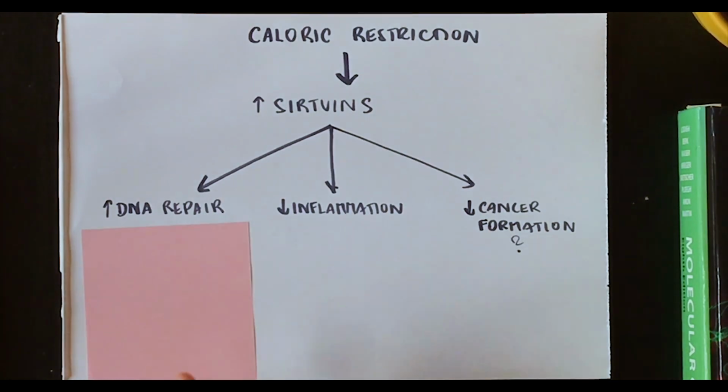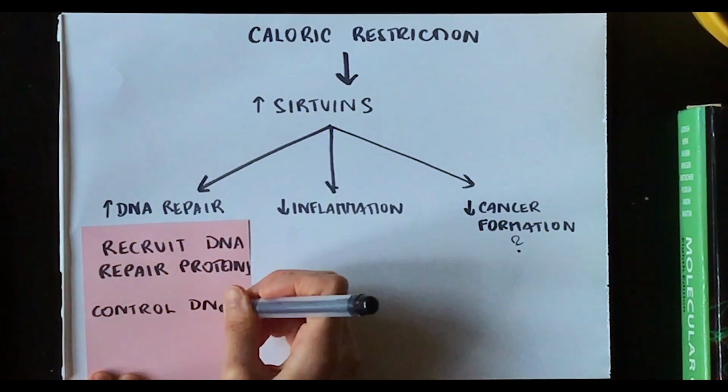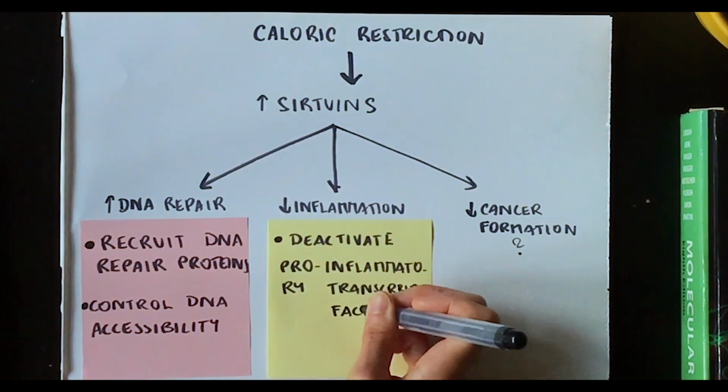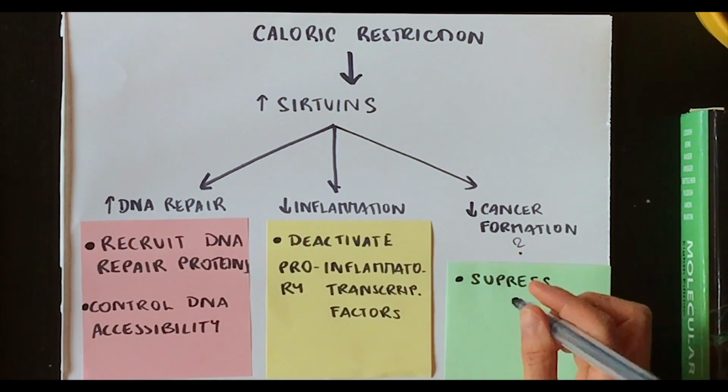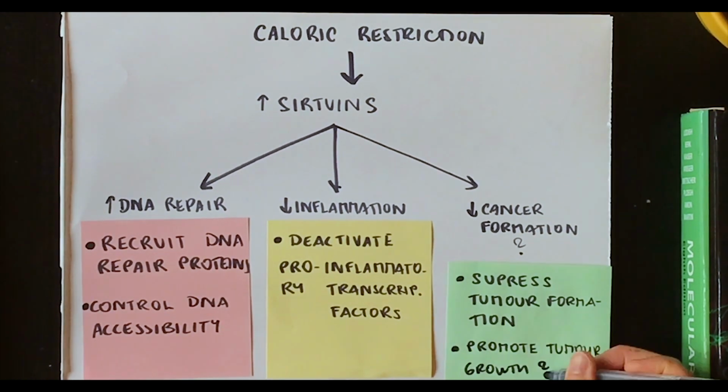Stress-induced sirtuins increase DNA repair by recruiting DNA repair proteins and by controlling chromatin accessibility. They also decrease inflammation by deactivating pro-inflammatory transcription factors, and they decrease tumorigenesis by acting to suppress cancer formation. However, in one study, sirtuins have been found to be hijacked by cancer itself, driving the growth of already established tumors. So while there is sufficient evidence of sirtuins preventing cancer, there is also a suggestion that if a tumor is already present, sirtuins can act in its favor.